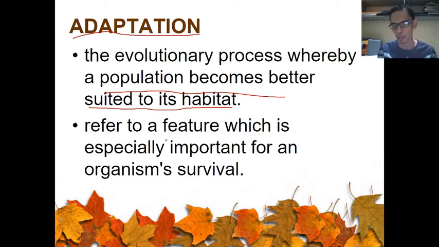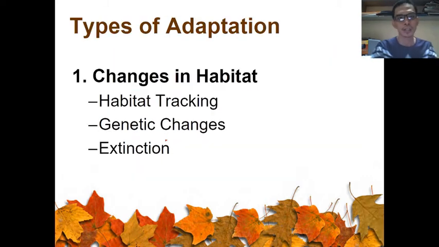Then when the organism survives, the particular traits present in that organism will be carried by the offspring into their future generations. Alright, so that's adaptation. Next one. There are different types of adaptation.